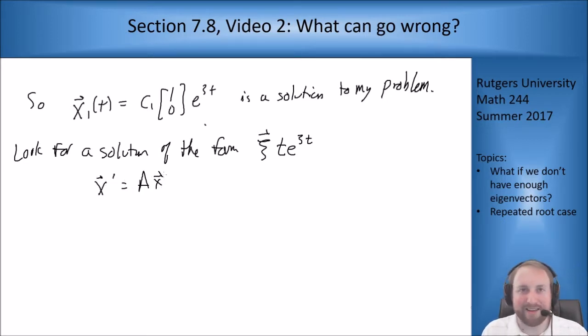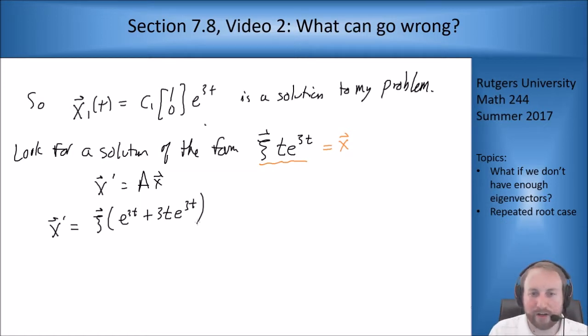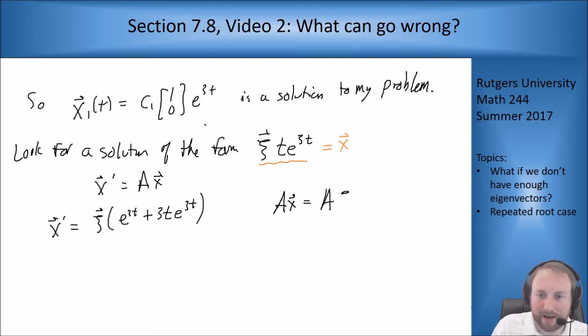We'll end up putting a in later when we need it. But let's take both sides of the equation. Let's plug in our function up here to both sides and see what we get. So I'm going to let this be x. Then x prime is going to be the vector c times e to the 3t plus 3t e to the 3t. We're taking the derivative of t e to the 3t. And then a times x is going to be ac times t e to the 3t.